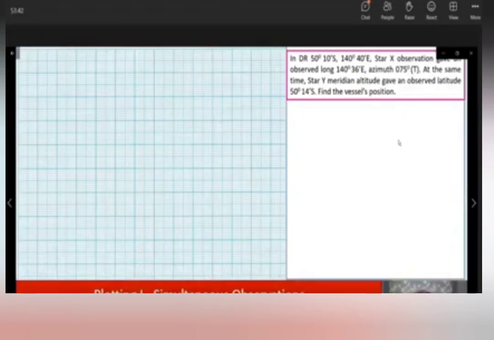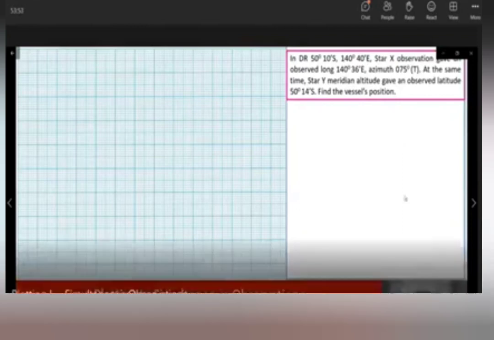Okay, thank you. Similar to what we do in chart work, with the only difference that we don't have a chart and we are doing it on plain paper, our answer sheet or the graph paper. So let's go into the first example.